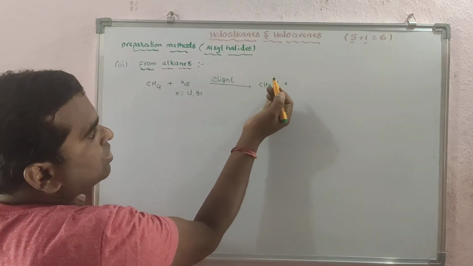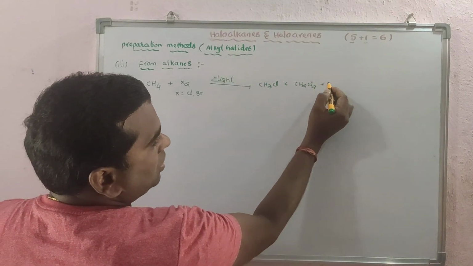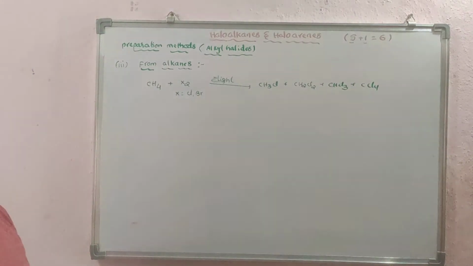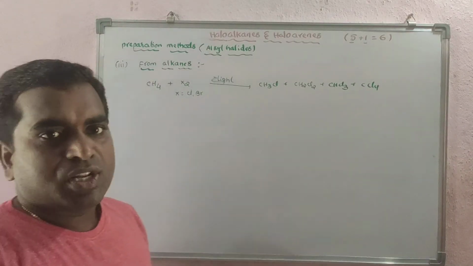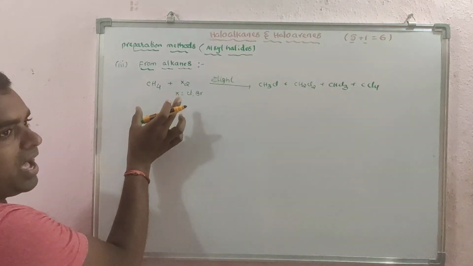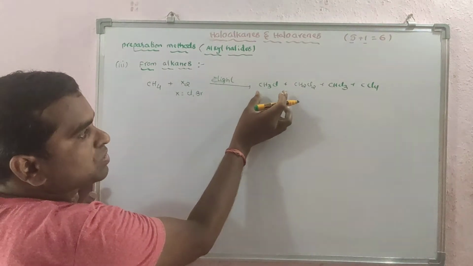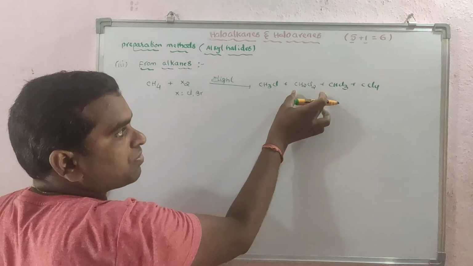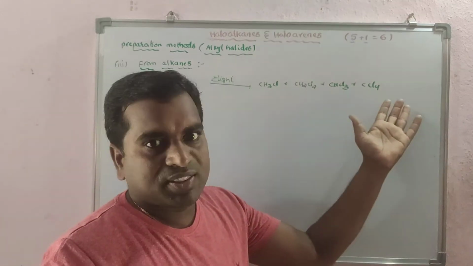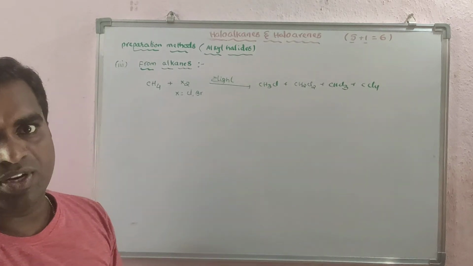And this reaction will not stop here. Further, the chlorine will react with this compound and you will get CH2Cl2. You have studied already in the first year. Chloroform and CCl4. Clear? And this is not a convenient method to prepare alkyl halides from alkanes. Why? Because it is very difficult to separate the individual compounds from the reaction mixture. I wanted to prepare CH3Cl, but I am getting a mixture of compounds. If I wanted to separate this, it is very difficult from this reaction mixture.